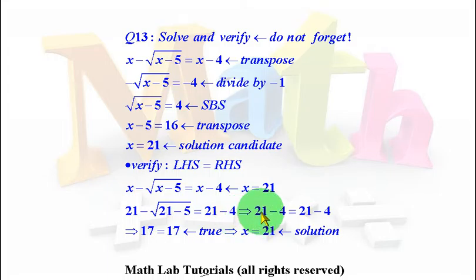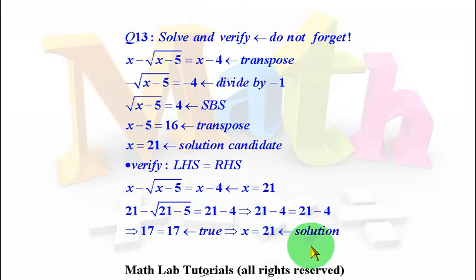On the left, we get 21 minus 4. On the right, we get 21 minus 4. So that implies that 17 equals 17. Of course, that's a true statement. And we declare our solution candidate up here to be the solution in fact.